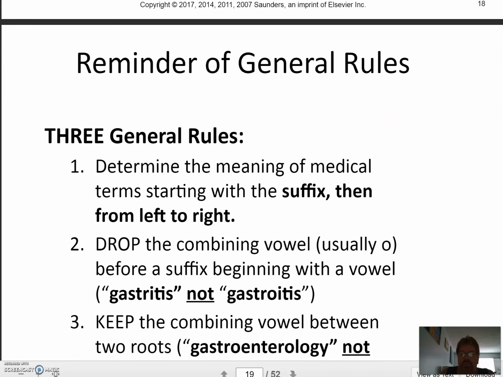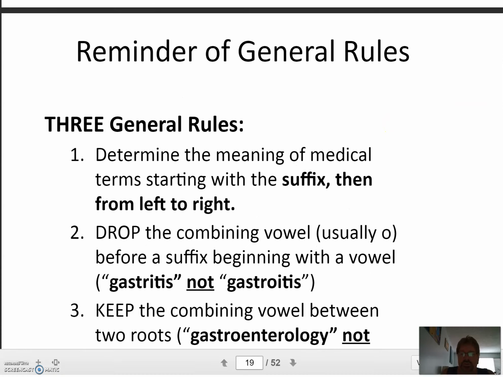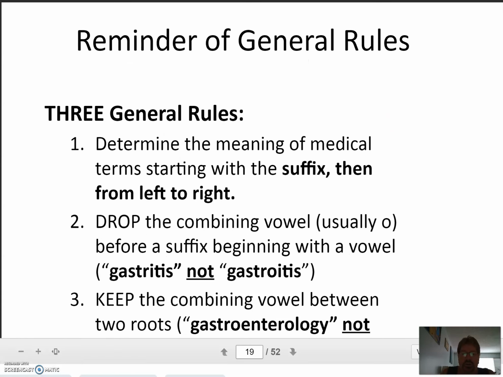Reminder of general rules. Determine the meaning of the medical term, starting with the suffix and moving left to right. Drop the combining vowel, usually an O, before a suffix beginning with a vowel. So it's gastritis, not gastroitis. This is the one I keep saying is a real important rule.